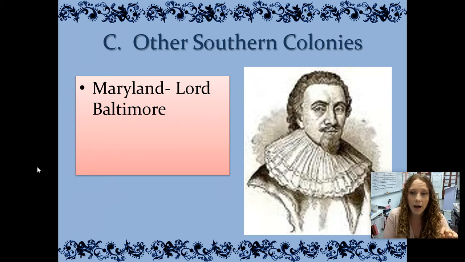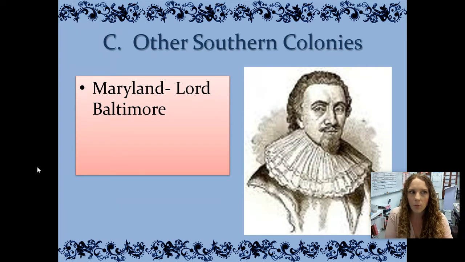Maryland was started by a guy called Lord Baltimore, or that was his title anyway, Lord Baltimore. And that's pretty easy to remember. Obviously, Baltimore, Maryland is named for him. And Lord Baltimore was an English Catholic. Now, we've said that England was a Protestant nation, and so that meant that life could be sometimes a little bit difficult for Catholics.